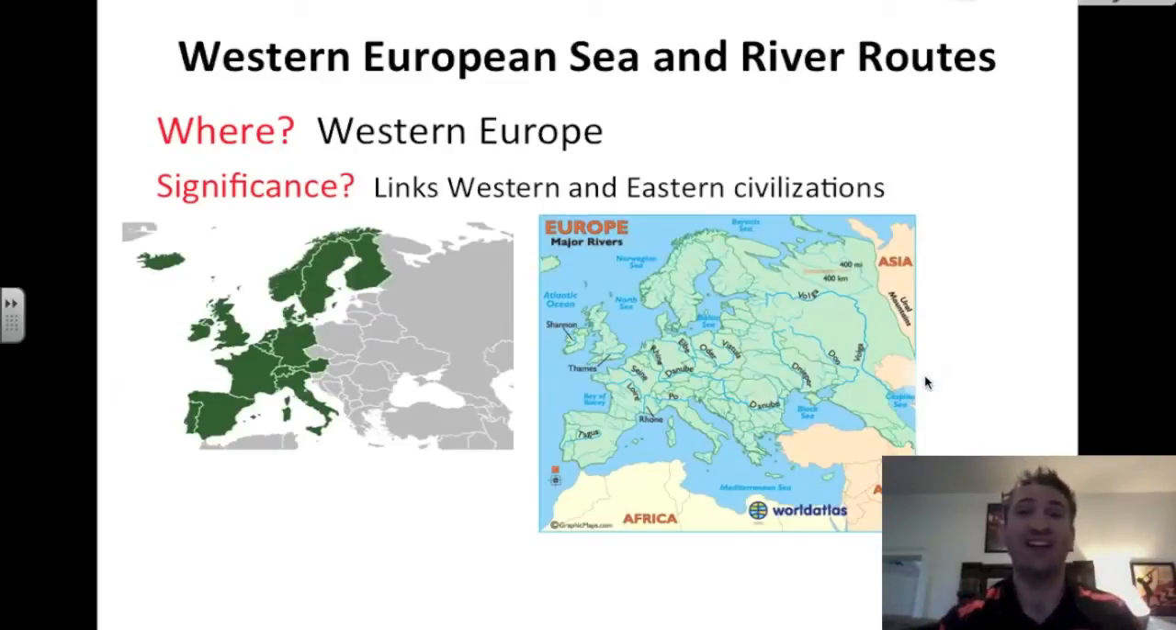Western Europe also had a sea and river route. Many routes, I might add, because there were so many rivers that linked west to the east. And here is Western Europe in green, countries that make it up. And let's look at some important rivers. The Seine, which runs through Paris, France. The Danube River, which runs through much of Central and Eastern Europe and actually empties into the Black Sea. So all of these rivers were important to connect the civilizations of the West and the East.